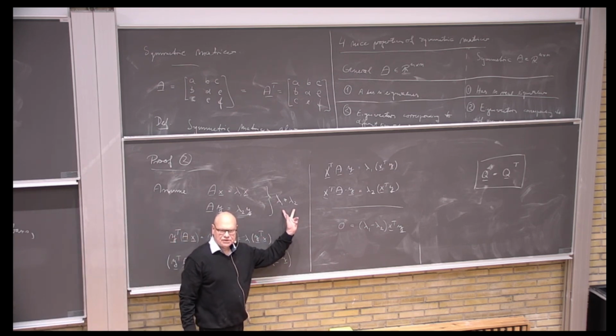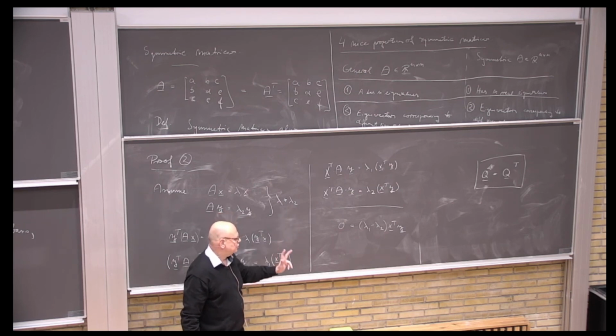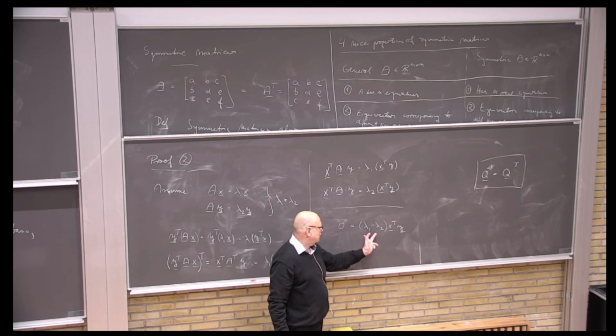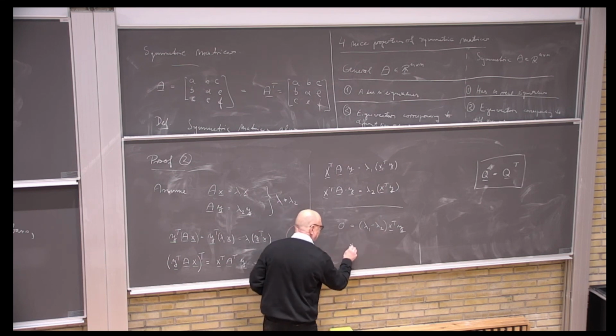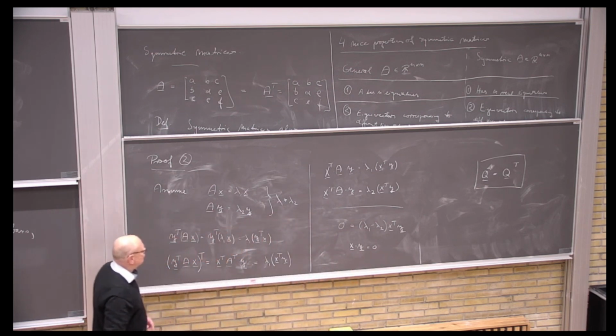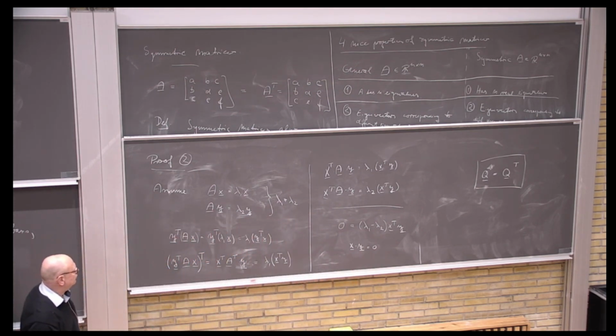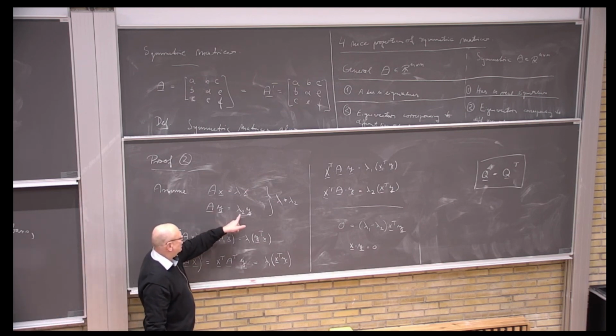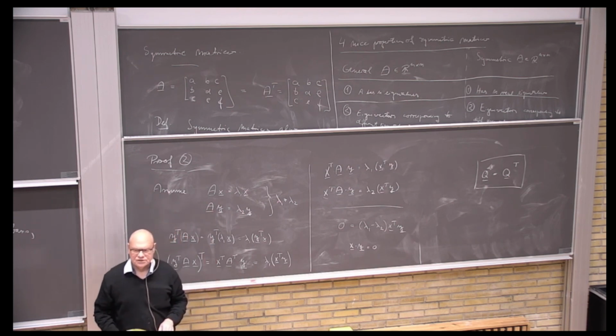Lambda 1 and lambda 2 are different. So this is different from 0. So I can divide by this. And I get that x transpose y is equal to 0, because this is actually the scalar product of the two vectors. So in this way, I have proved that for different eigenvalues of a symmetric matrix, the eigenvectors are orthogonal.